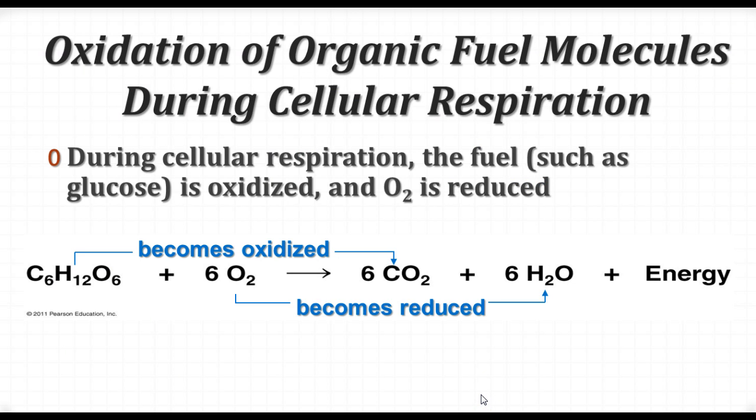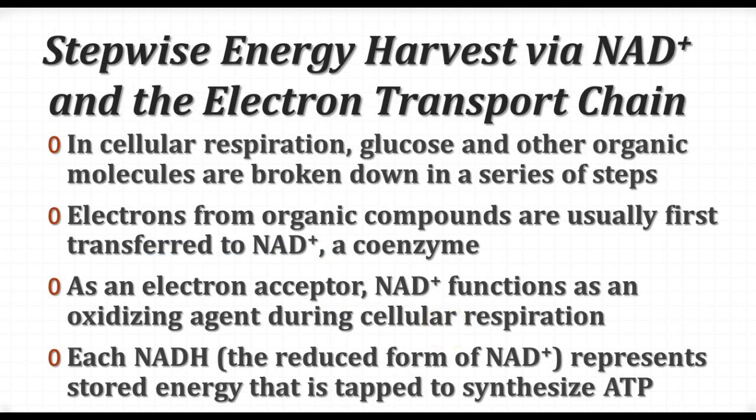In respiration, what happens is the fuel, like glucose, is oxidized and the oxygen is reduced. And so we show the reduction there by the addition of the hydrogen to the oxygen and the loss of hydrogen from the glucose to produce the carbon dioxide. In respiration, this process happens in a series of steps.